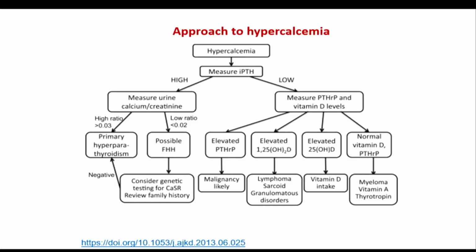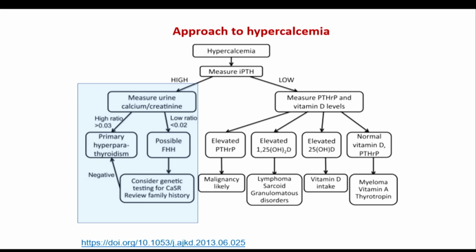So how should we approach the hypercalcemia patient? First step is measurement of the intact PTH. Nowadays, most laboratories do the intact PTH only. Then if PTH is high, it is a PTH-dependent hypercalcemia, and the most common cause is primary hyperparathyroidism.